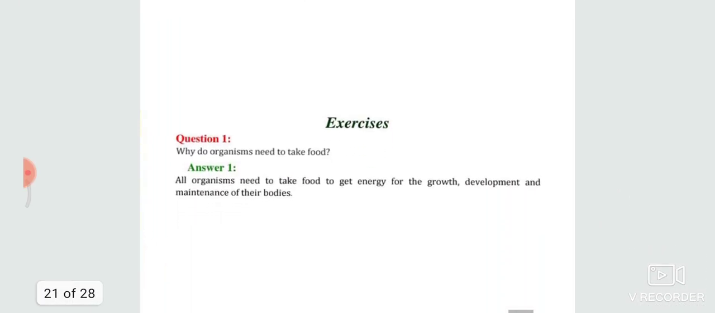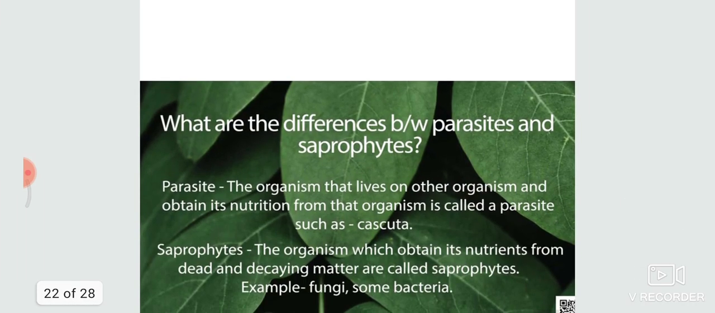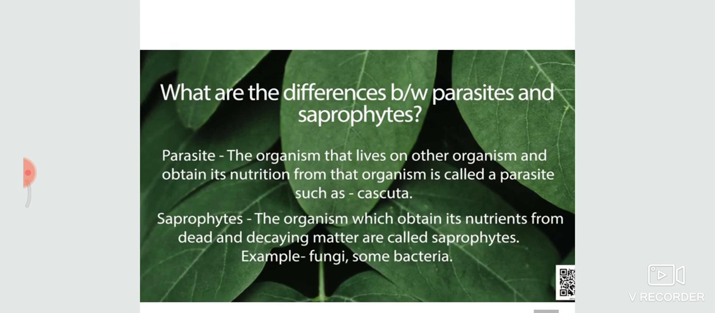Question number one of the exercise is: why do organisms take food? Answer: all organisms need to take food to get energy for the growth, development and maintenance of their body. Question number two: distinguish between parasites and saprotrophs, or what are the differences between parasites and saprotrophs? The question is similar, so the answer is parasites.